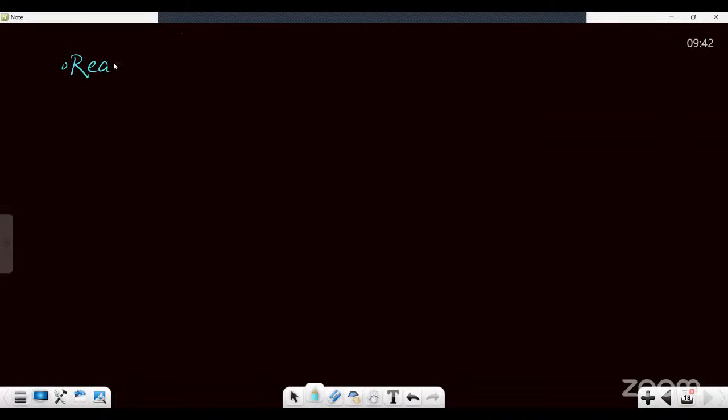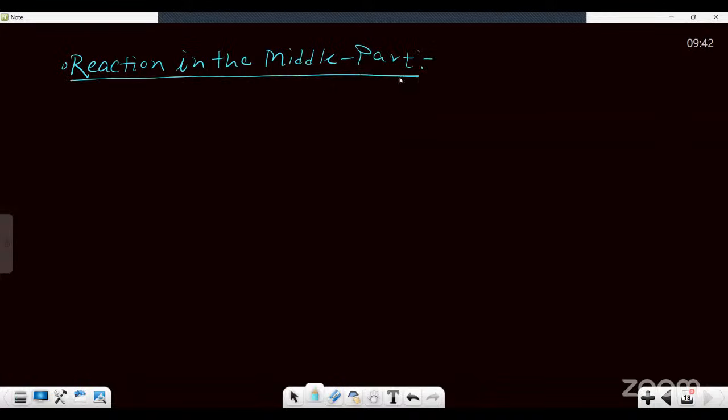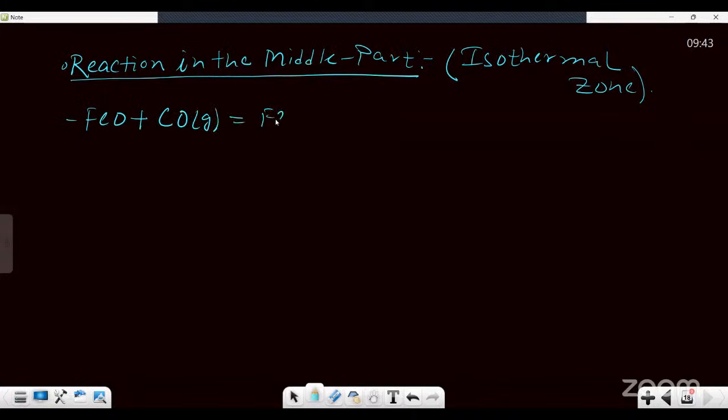Now, reaction in the middle part. This is also called the isothermal zone. Very important. Sometimes questions come directly, like which zone is called the isothermal zone. So what is mostly the reduction reaction that is taking place at the middle part of the blast furnace? It is FeO coming in contact with the CO gas, and it is basically giving us Fe plus CO2.